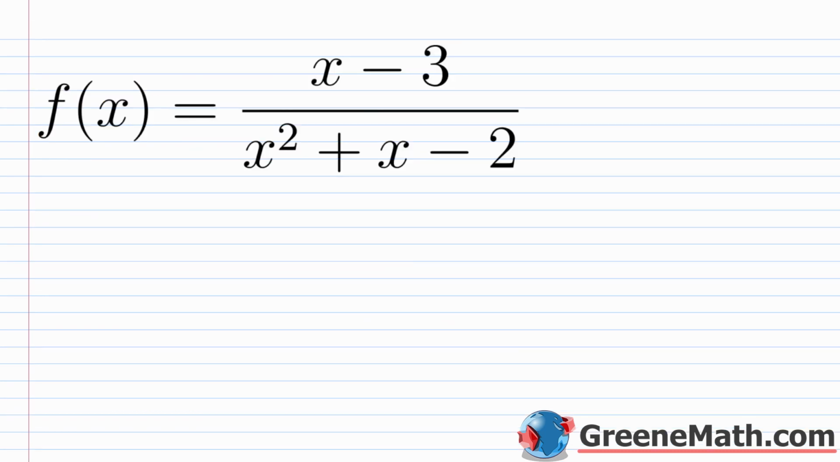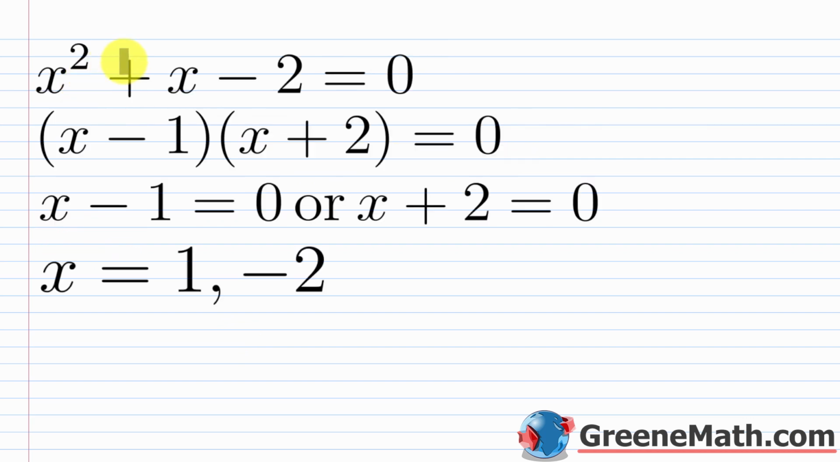So we're just going to find the asymptotes. f of x equals x minus 3 over x squared plus x minus 2. If I want to find the vertical asymptotes, what would I do? I would take this denominator here, set it equal to 0, and solve. So coming down here, you have x squared plus x minus 2 equals 0. We can factor this as the quantity x minus 1 times the quantity x plus 2. So again, set that equal to 0.